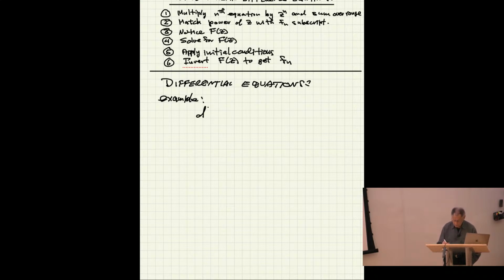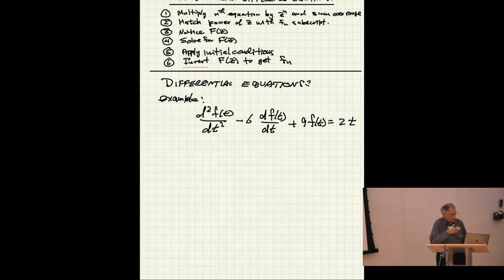It says the second derivative of f of t with respect to t, minus 6 times the first derivative, plus 9 times the function itself, is equal to something. In this case, we're going to make it 2t. And of course, I've cooked up this equation, so it's relatively straightforward. And I need some additional information. I think it was you who told me what it is last time. Initial conditions.